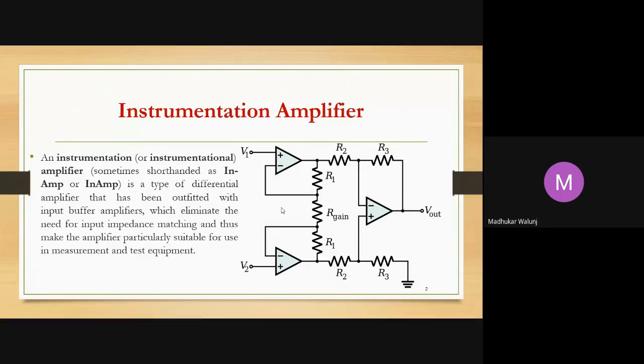Likewise, this instrumentation amplifier is input impedance matched using the buffer amplifier, so that it eliminates the need for the input impedance matching concept. Anything can be connected to this particular instrumentation amplifier. That's why it is particularly used for measurement, or for test equipment. Which kind of measurement can we do? As we can see, V1 and V2, there are two inputs.